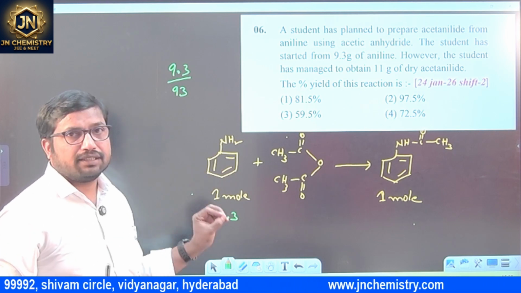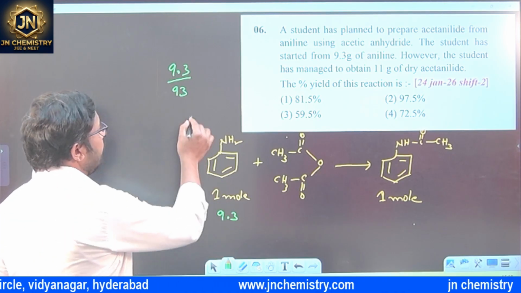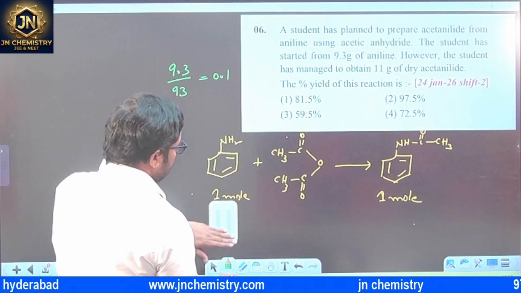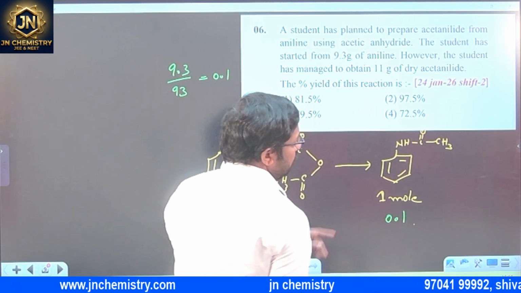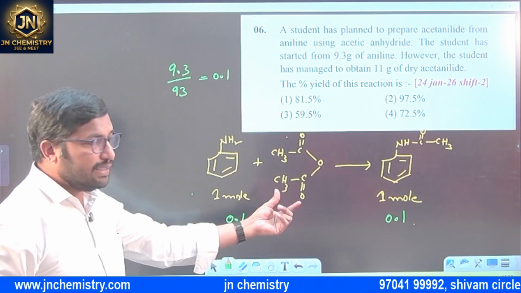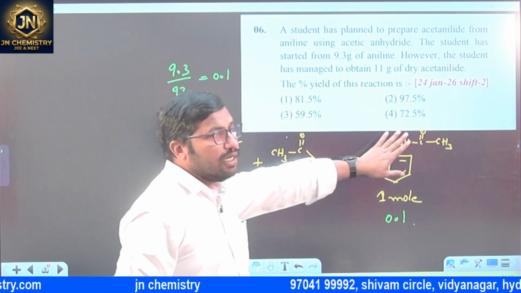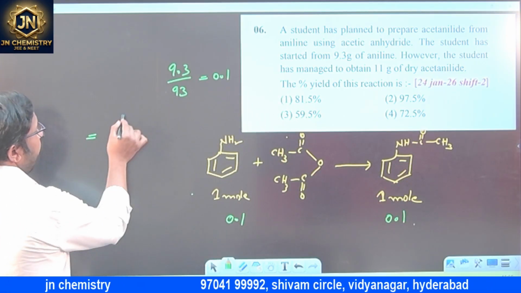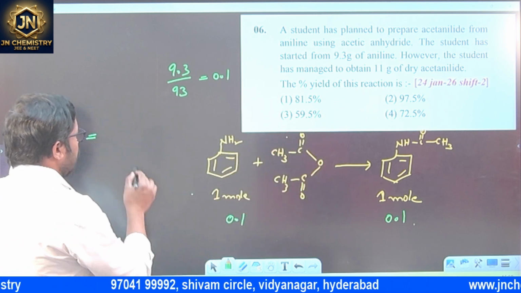Here is the calculation purpose. It takes a bit of time, but it's an easy question only. So 9.3 by 93 will get 0.1 mole. If you take 0.1 mole, by default here also we will get 0.1 mole. Here they are asking the percentage of yield. The molecular weight of acetanilide is 135. Here 11 grams is forming.